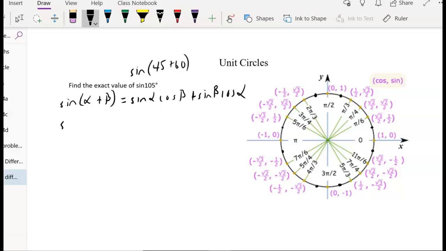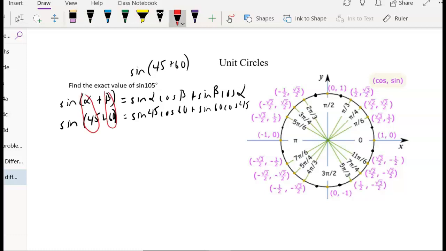So this is really going to be the sine of 45 plus 60 is equal to the sine of 45 cosine of 60, plus the sine of 60 cosine of 45. Four things of which we know all of. Basically, alpha is 45, beta is 60.